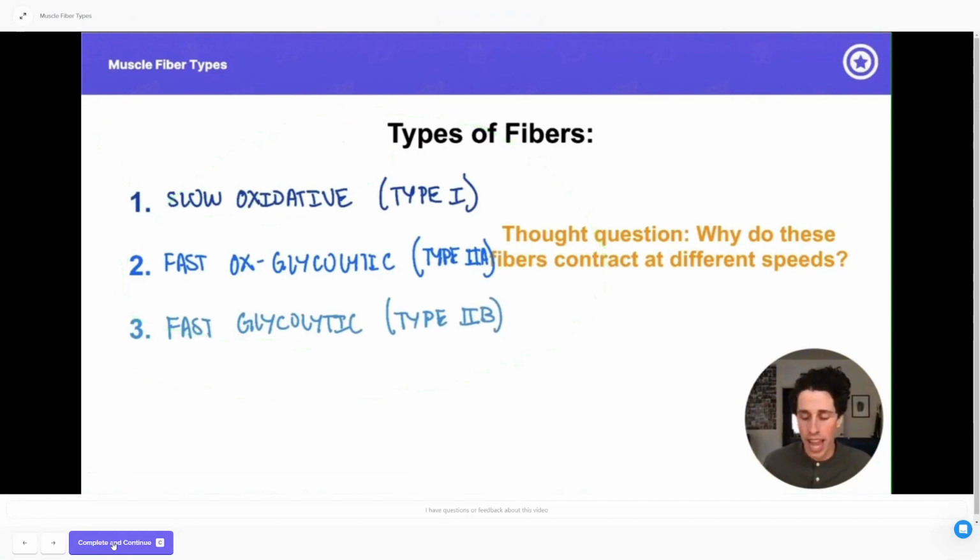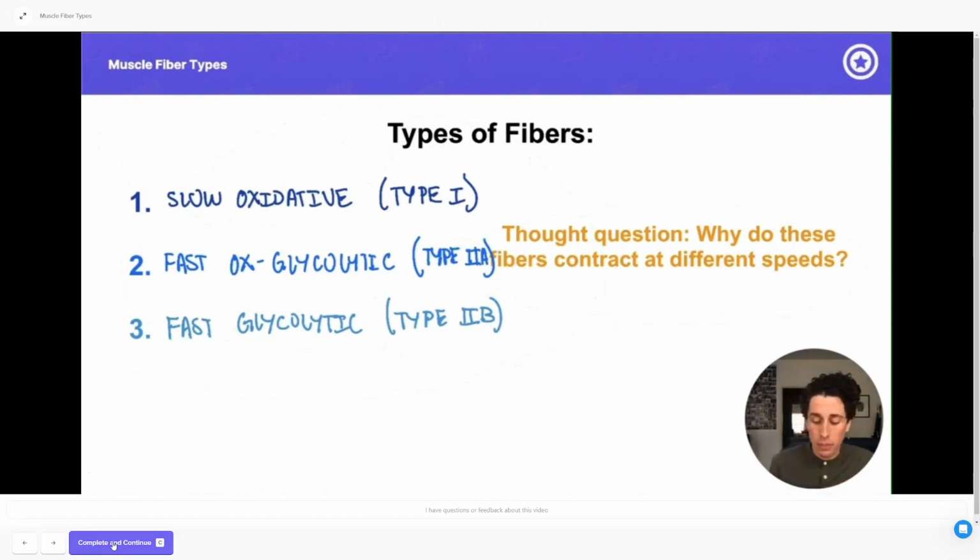Alright, so these are the three types of fibers with those secondary names, type 1, type 2A, and type 2B. And then let's go ahead and think about this real fast. So why do these fibers contract at different speeds? Obviously they are at different speeds because we have slow, we have fast, etc. And so the hydrolysis of ATP is going to occur at different speeds.